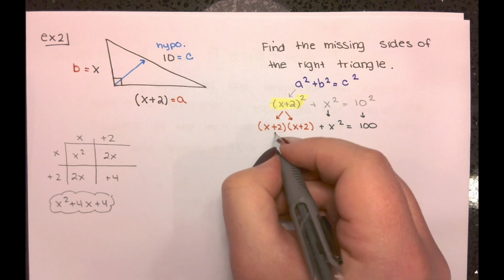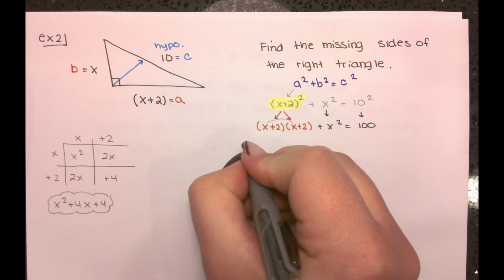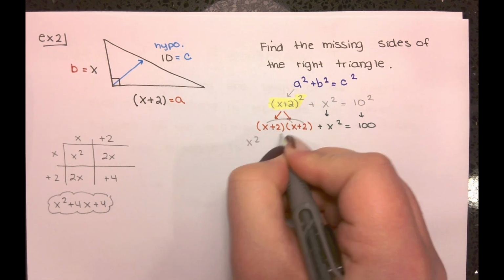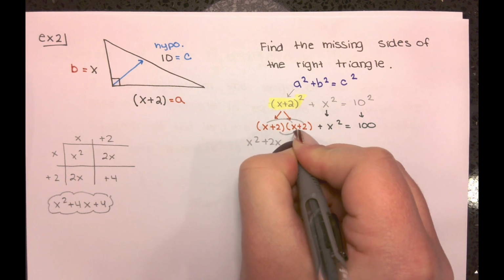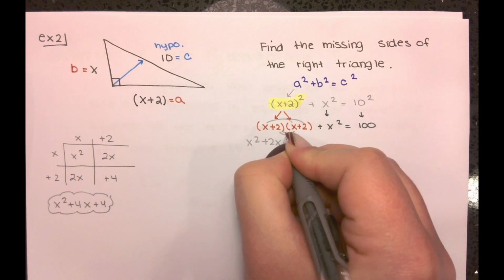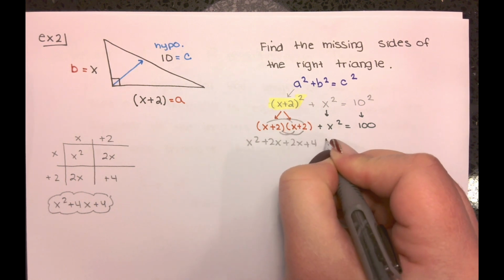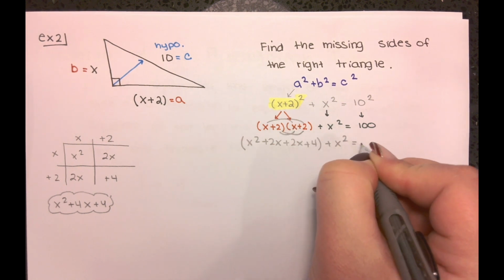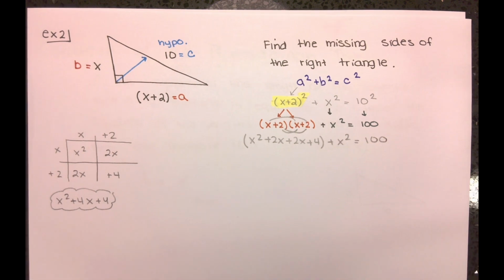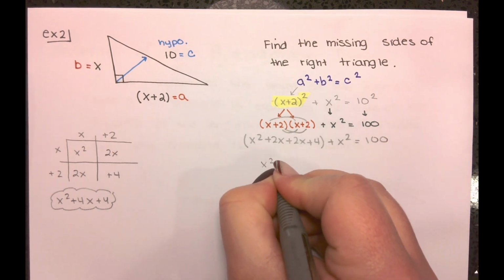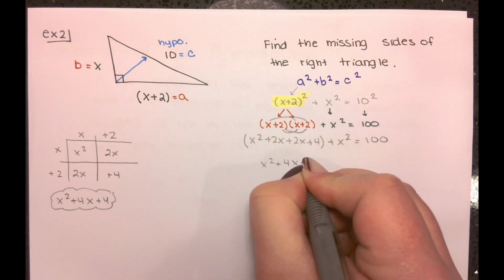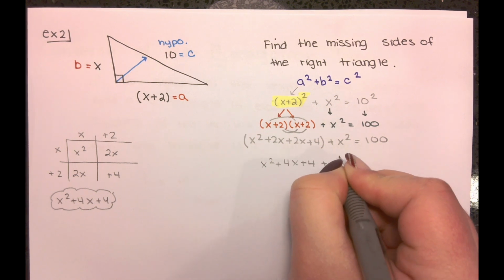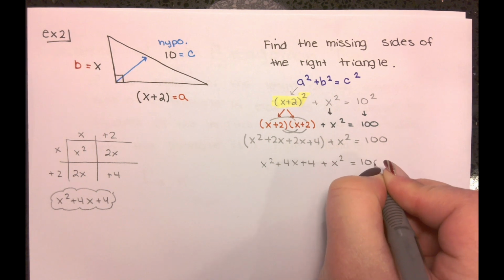Or you can do it by distributing. So we have x squared plus 2x plus 2x plus 4, like this. I'm going to put this in parentheses just so you guys know that the rest was separate. But again, both of them should be the same. So we have x squared plus 4x plus 4 plus x squared is equal to 100.